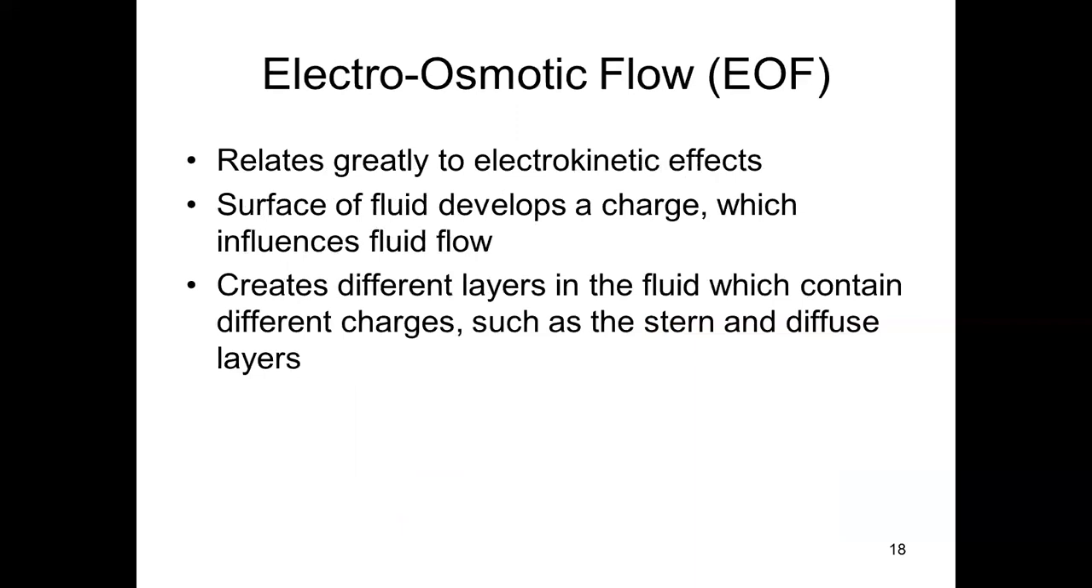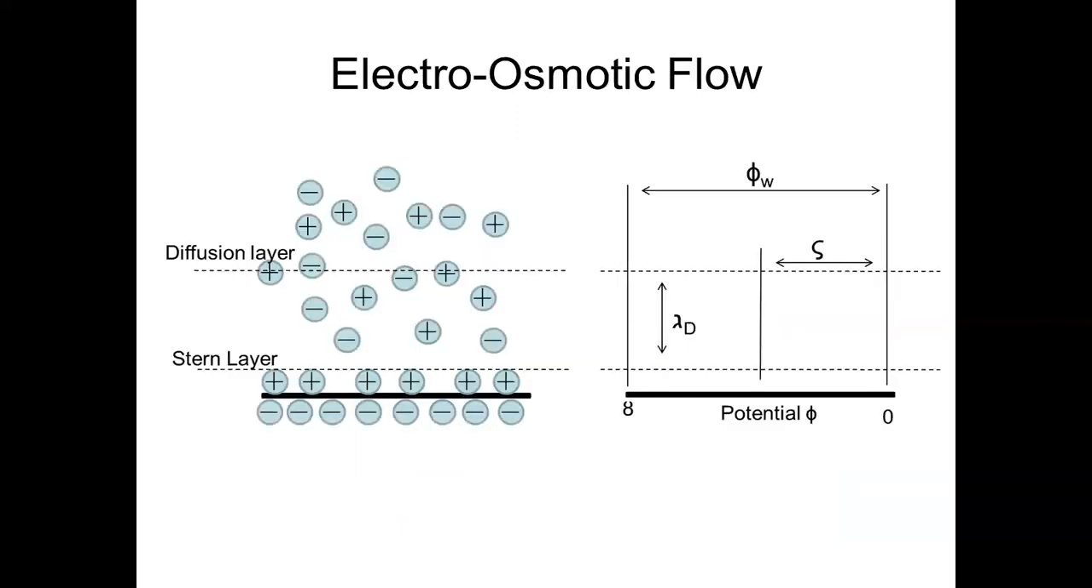Electroosmotic flow generally relates to the electrokinetic effects. The surface of the fluid develops a charge which influences the flow. This creates layers in the fluid which contain different charges, such as the Stern and diffuse layers. This shows the Stern and diffuse layers, and it's basically the bias. We're trying to match the negative to the positive there, those lines of flux. And what it's going to do is set up a charge gradient across the fluid.